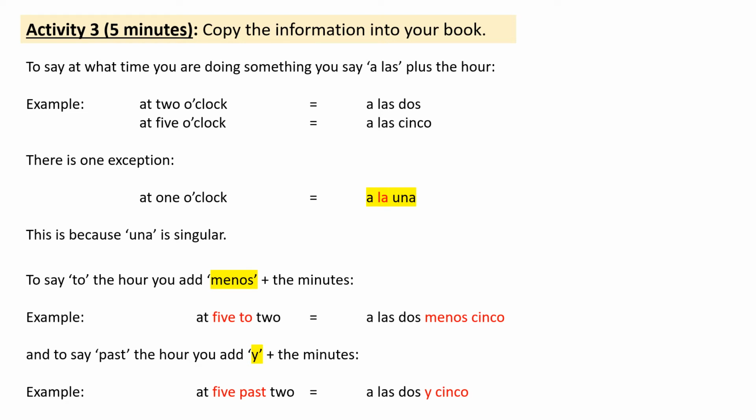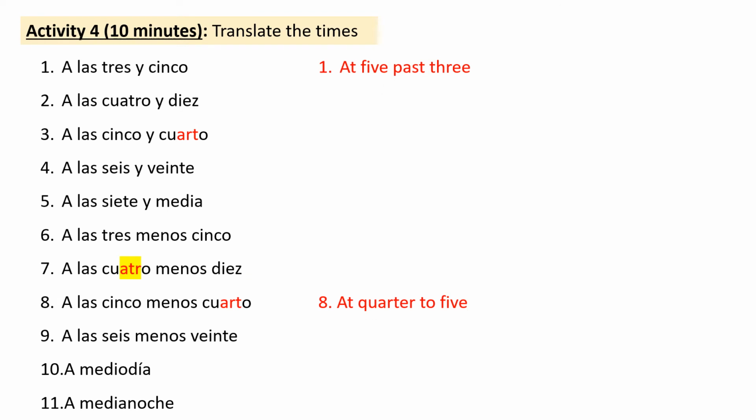Excelente, chicos. Okay, let's move on. So now what I'd like you to do is translate these times you've got here. You've got 11 times. You'll see that number 1, a las 3:05, I've done for you, and it means at 3:05. I've also done number 8 for you, a las 5:45, which is at 4:45.